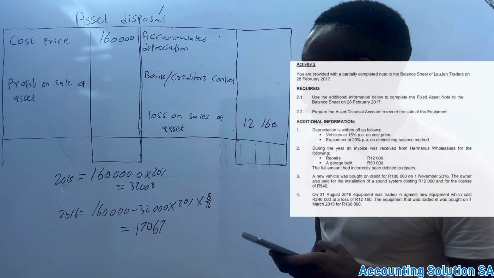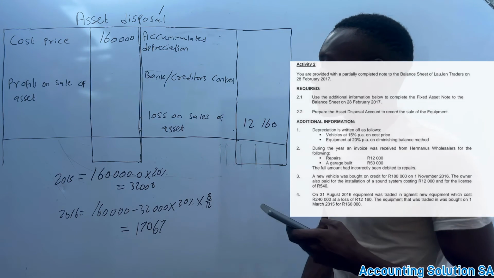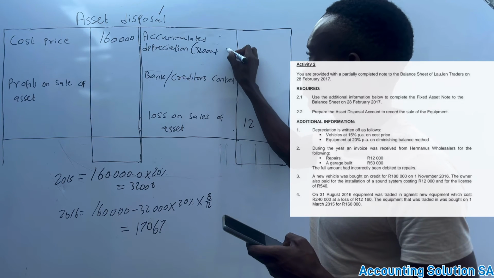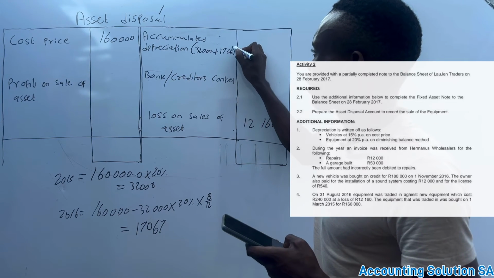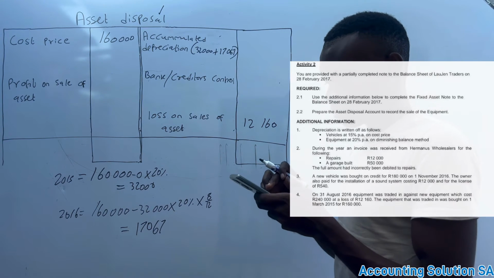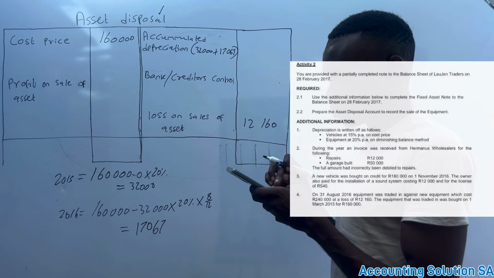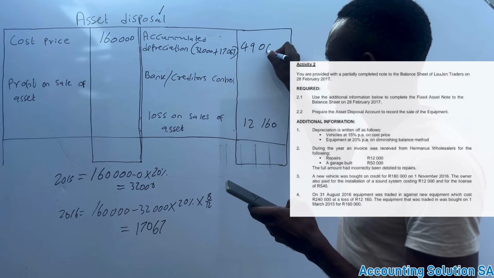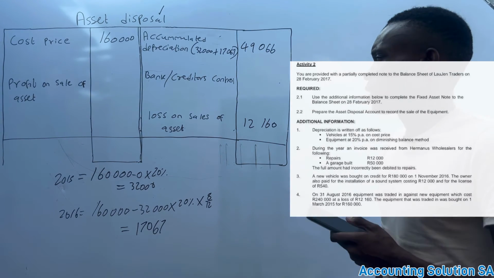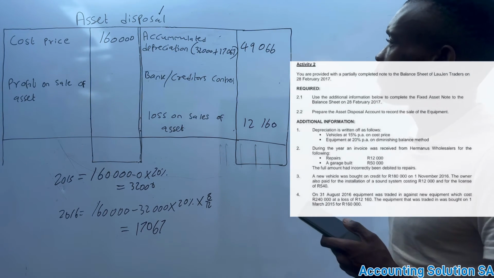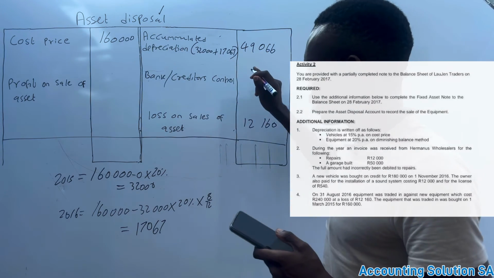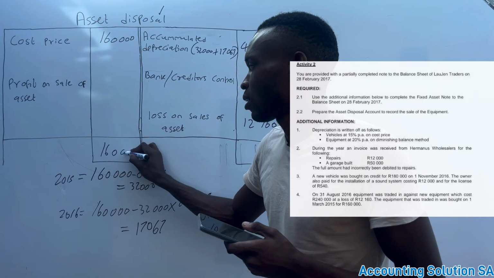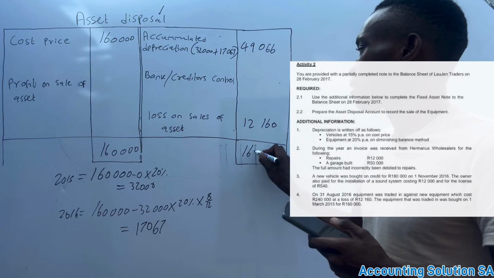It's going to be 17,067. Which means that the accumulated depreciation total is going to be 32,000 plus 17,067, which gives us 49,067. Which means that now in this case we need to balance with the bank or the creditors control. It's going to be a total of 160,000 on this side, then 160,000 on this side.